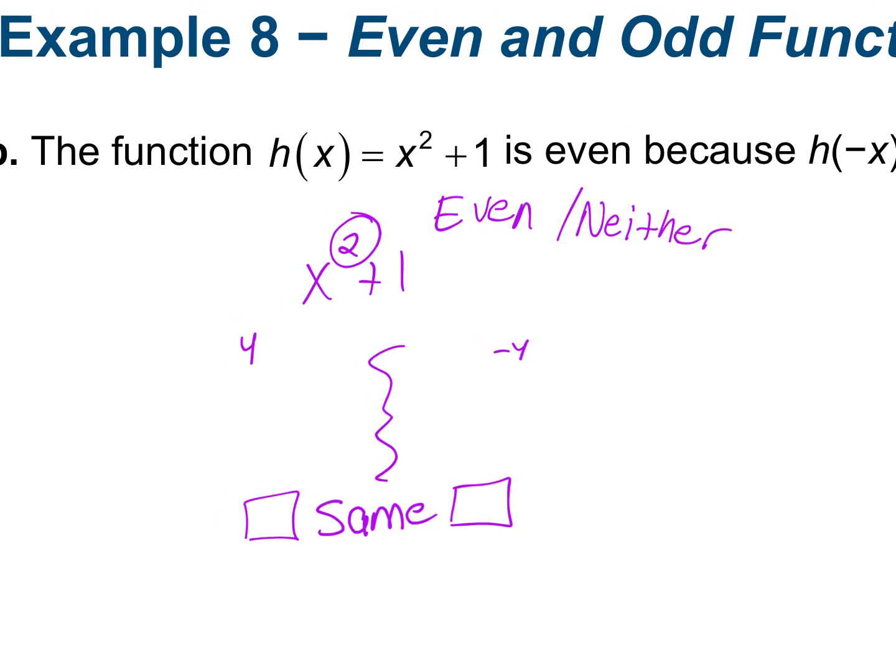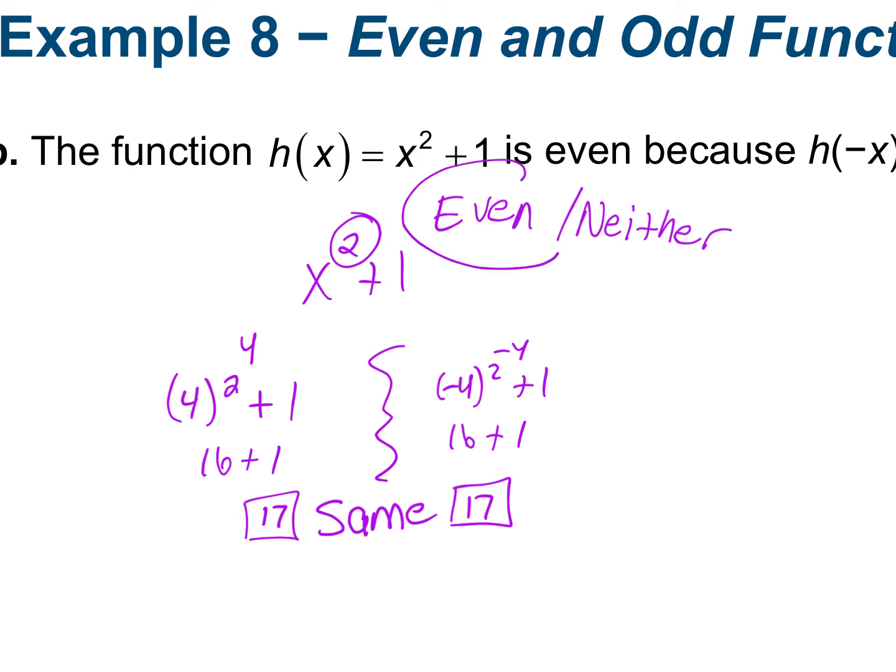So let's plug in. I have 4. I would use parentheses as much as possible. 4 squared plus 1 is 17. Now I'm going to come over here and say negative 4 squared plus 1. 16 plus 1 is 17. What'd you just prove to me? It's even.